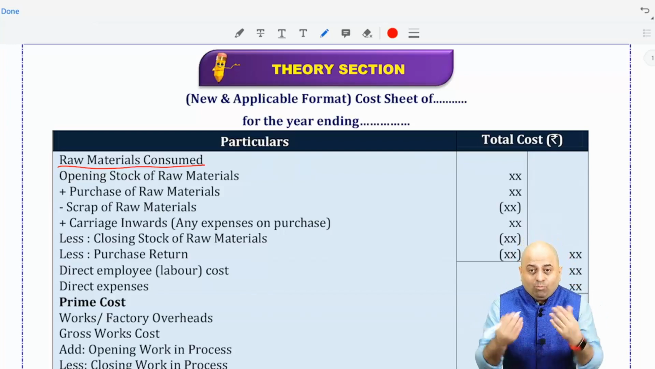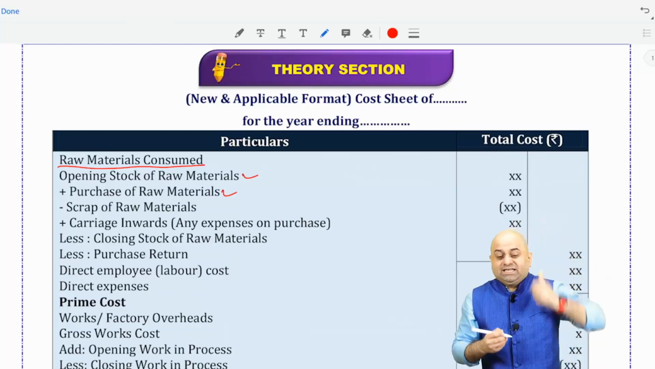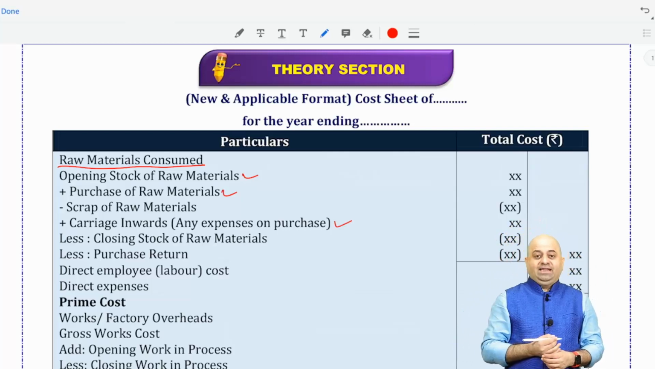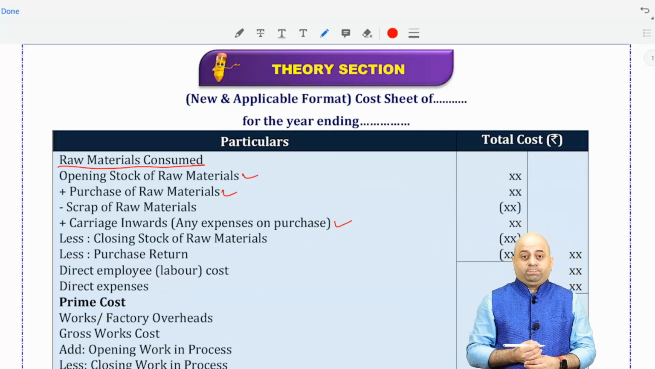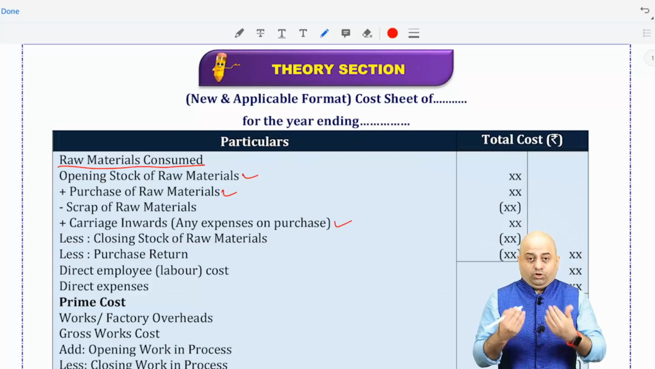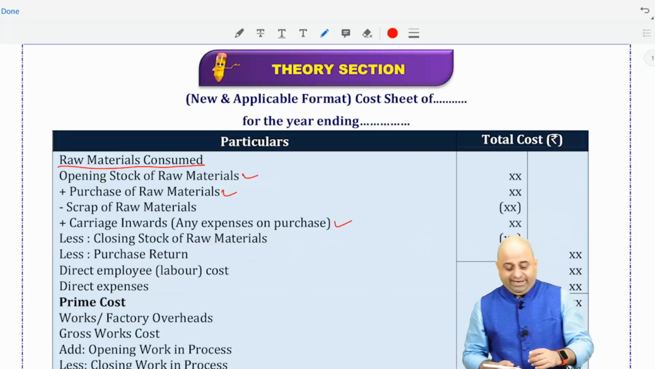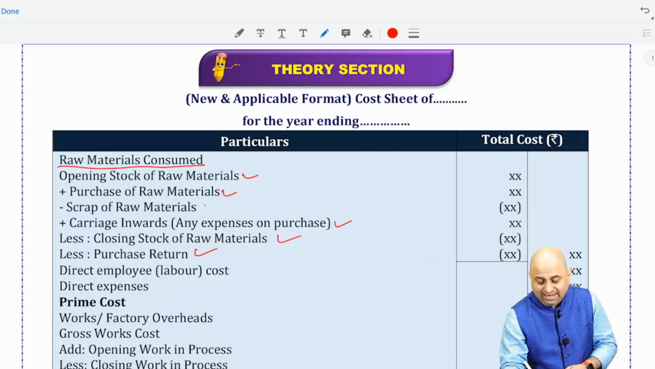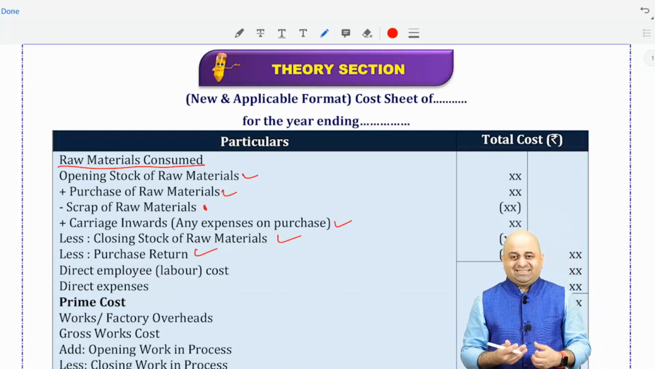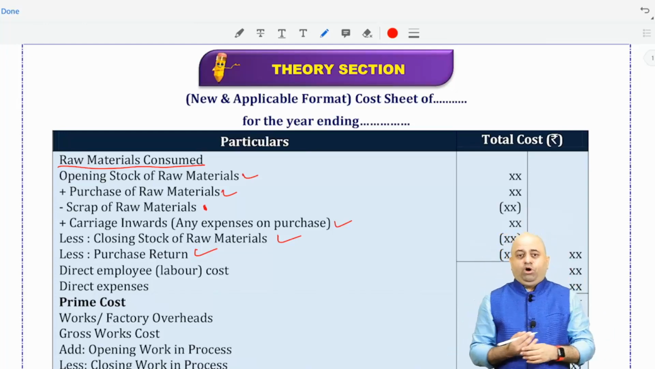Now you might incur some carriage on purchasing the raw materials. I repeat, you might incur some carriage in purchasing the raw material. It will increase the cost of your raw material, so we will add carriage inward. And my dear friends, there will be certain closing stock of raw material. Obviously, you will not be using it, so it will not be part of your raw material consumed. There will be purchase returns as well. Naturally, those materials you have returned are not part of your stock anyway. And finally, there can be something known as scrap of raw materials. These raw materials, you would sell in the market as scrap. You will recover some money and it will have the effect of reducing your raw material cost. So we subtract it as scrap of raw materials. That entire discussion gives us raw materials consumed.